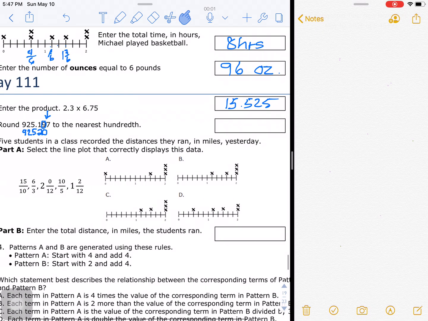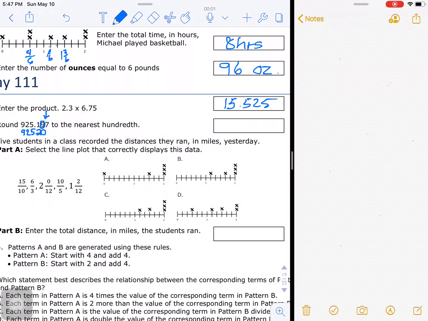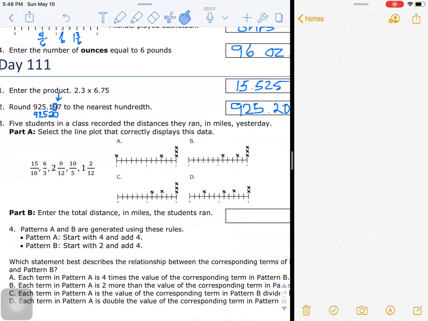So our rounded number is 925 and 20 hundredths. Now the reason we do put the 0 in the hundredths place, we know that 925 and 2/10 is the same as 925 and 20 hundredths, but we're specifically instructed to round to the nearest hundredth. So we want to leave that 0 in the hundredths place.